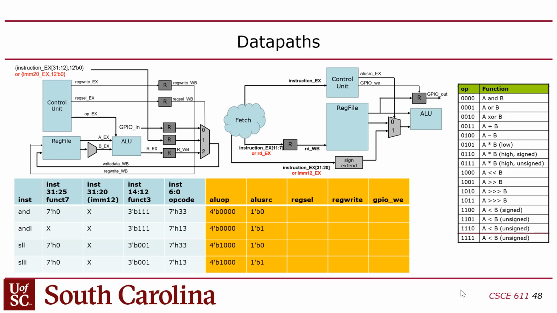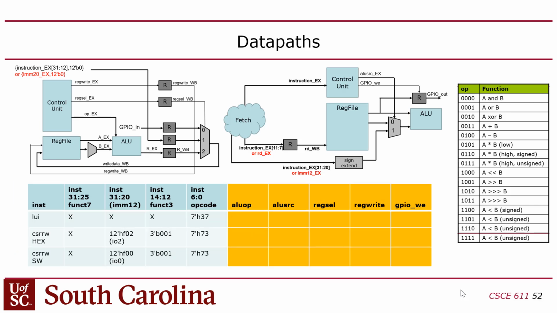Okay, reg select is, I think, pretty much always the same, 1, 0. Yep. Reg write's always 1. GPIO is always 0, right? Okay, now we've got LUI. And the CSRW is split into 2 rows of the control table. This is not typical. This is not how RISC meant this to work. But this is the special case for us. So we're going to treat these 2 separately.